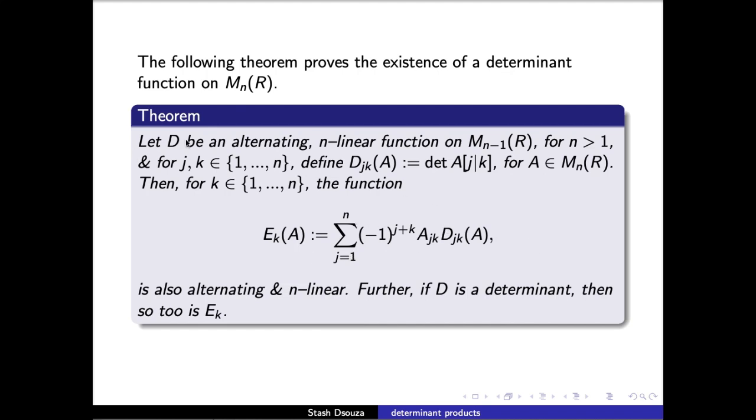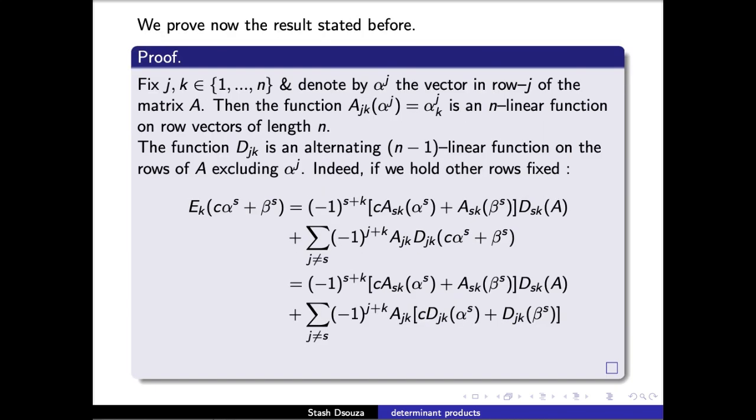So if the function d is alternating and n-linear, then so too is ek. Ek will also be alternating and n-linear. Further, if d is a determinant, then so too is ek. We now go on to prove this result.